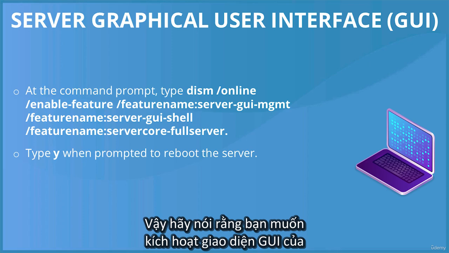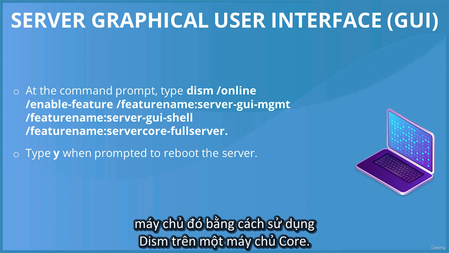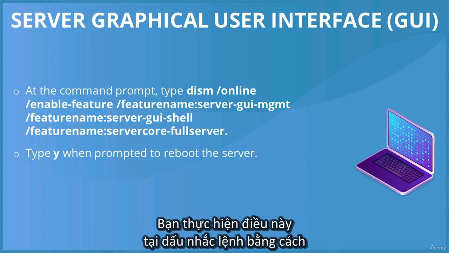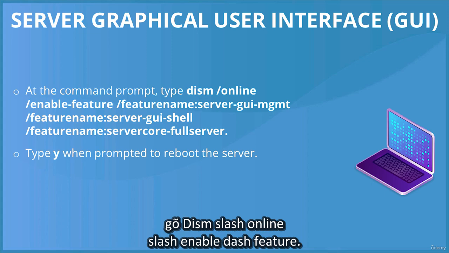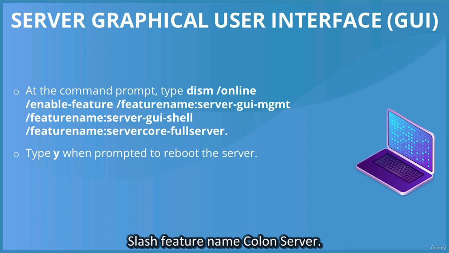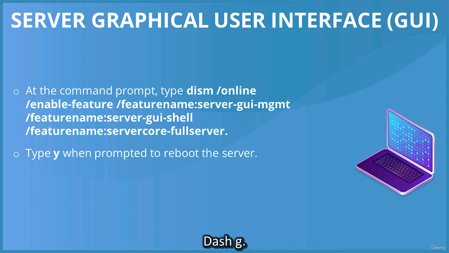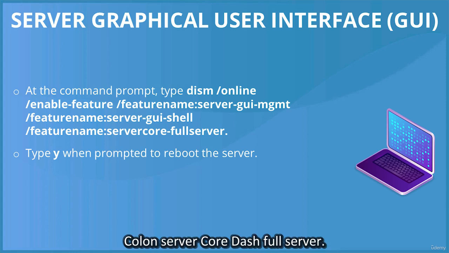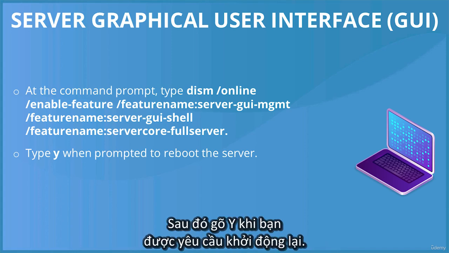So let's say that you do want to enable that server GUI shell using DISM on a Server Core machine. You do this. At the command prompt, type DISM /online /enable-feature /featurename:Server-GUI-Mgmt /featurename:Server-GUI-Shell /featurename:ServerCore-FullServer. Okay? Then type Y when you're prompted to reboot.